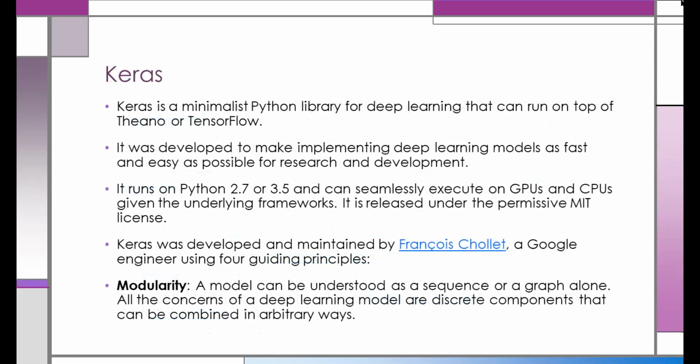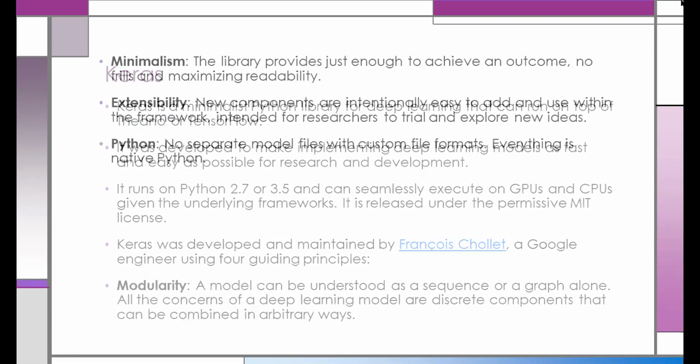Keras. As we know, Keras is a Python library for deep learning that runs on top of TensorFlow. That's why it is called a higher level API. It runs on Python 2.7 or 3.5 and can seamlessly execute on GPUs. And given the underlying frameworks, it is released under a permissive license.